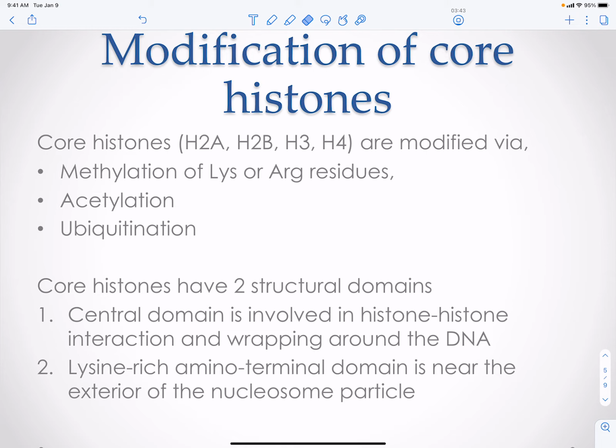For the core histones, they're going to have a central domain, and this is going to be involved in the histone protein interactions. This is also where the core histone proteins are going to wrap around the DNA. And then there's also lysine-rich areas, and these are in the amino-terminal domain on the exterior of the nucleosome particle.